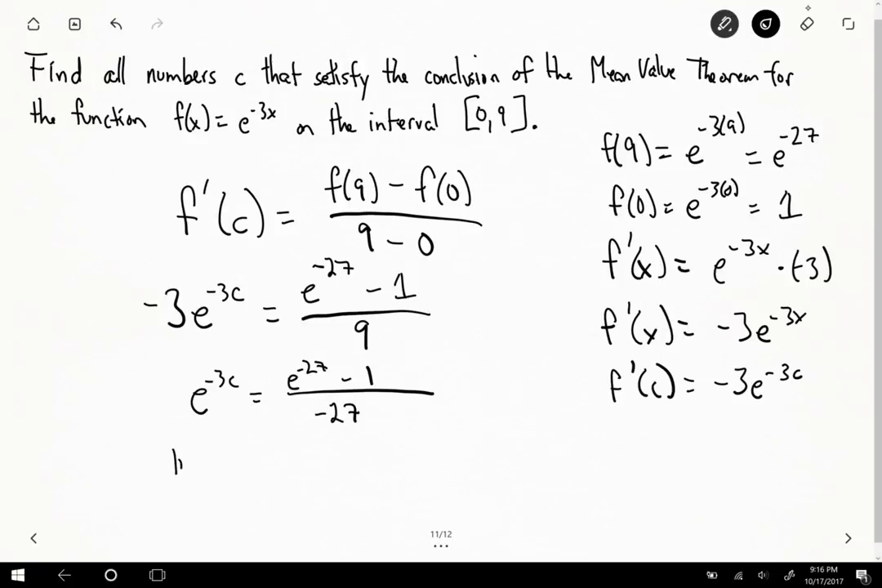And so our next step is just take a natural log of both sides. And so we have natural log of e to the negative 3c equals natural log of (e to the negative 27 minus 1) all over negative 27.